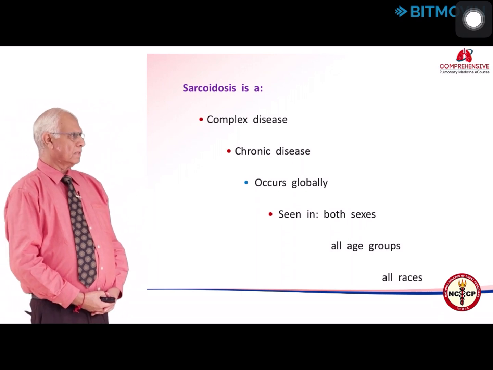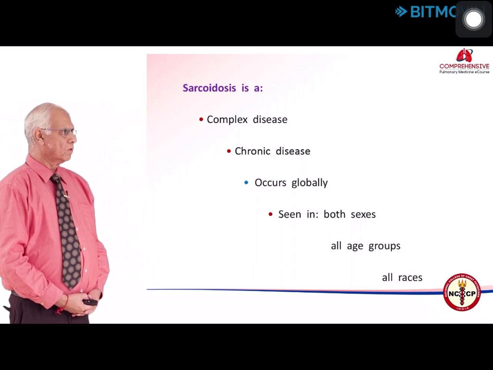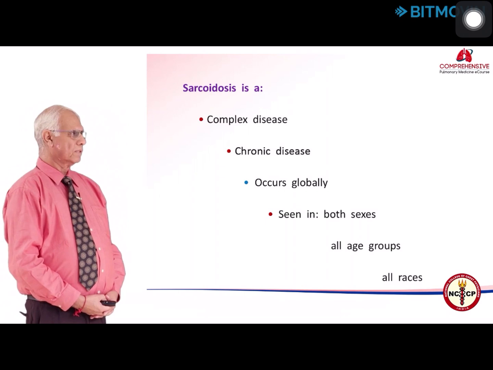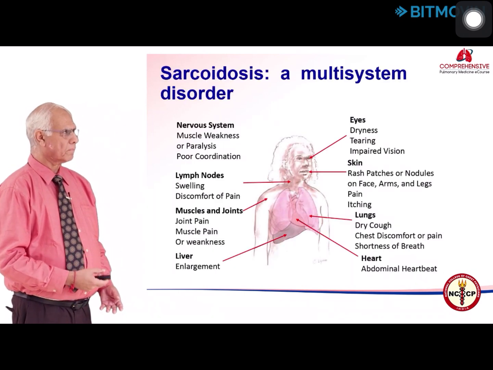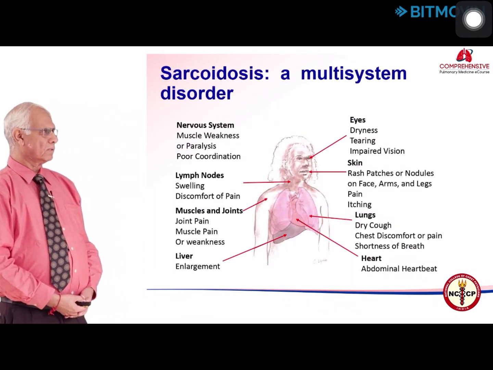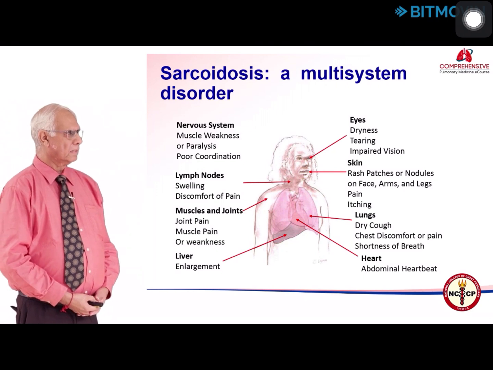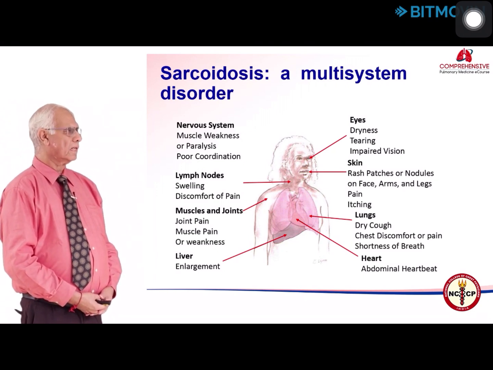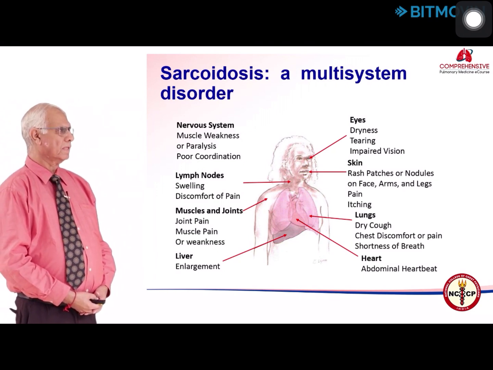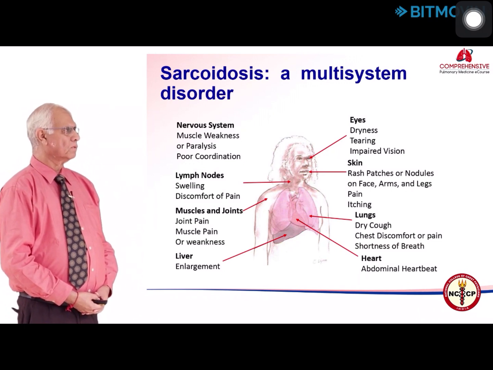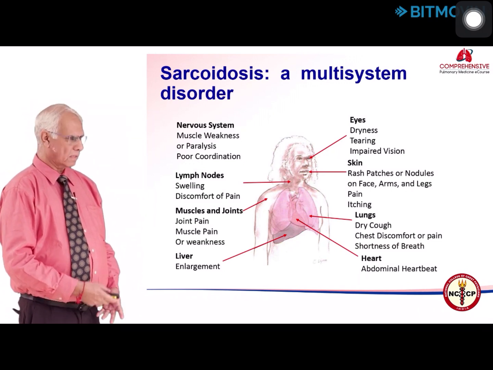Sarcoidosis is a complex disease. It's a chronic disease. It occurs globally, seen in both sexes, all age groups, and all races. It is a multi-system disorder. In 90% of subjects, the lung is affected. That is why it's primarily in the domain of the pulmonologist, but there is no part of the body which cannot be affected by sarcoidosis.